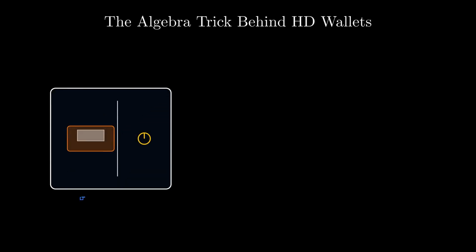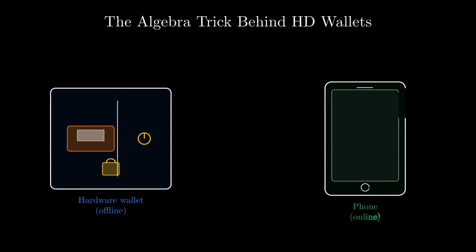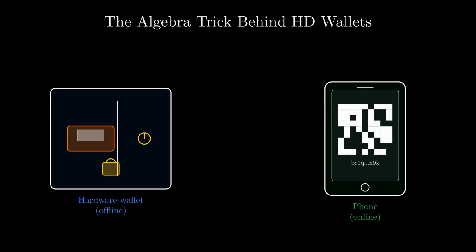Your hardware wallet is sitting in a safe, unplugged, completely offline. Yet right now, your phone can generate a brand new Bitcoin address for an incoming payment, and that hardware device will know how to sign for it later. How does one device create addresses that a different disconnected device can spend?